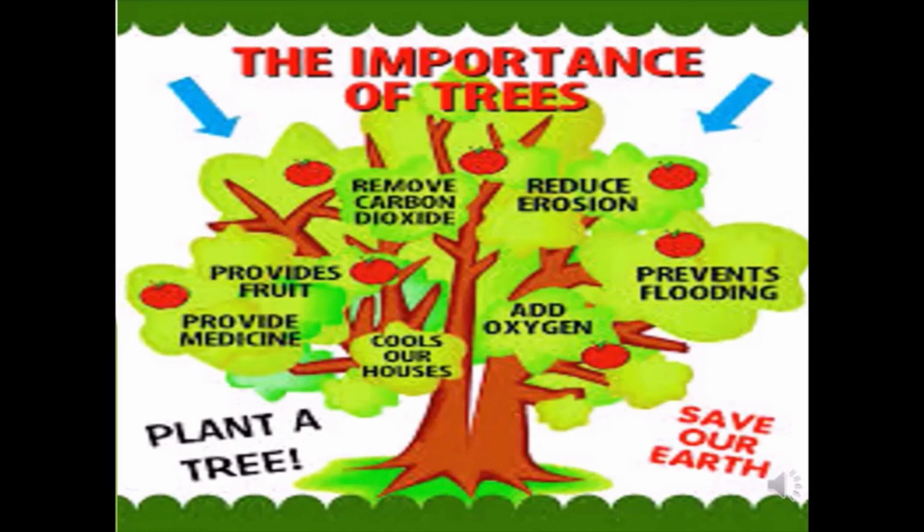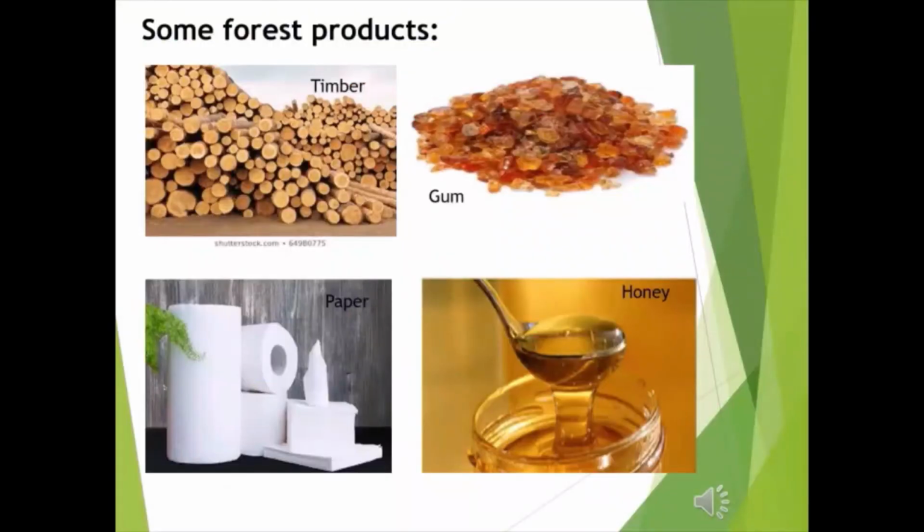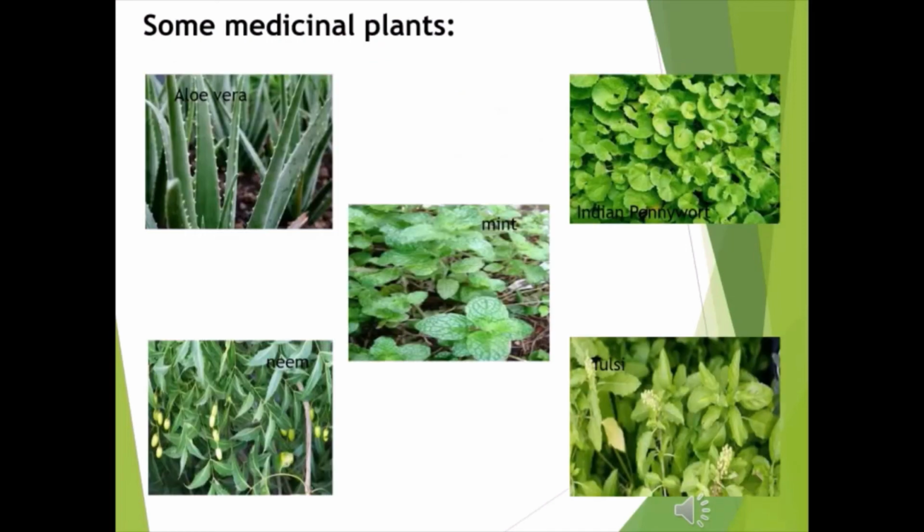The products obtained from forests include timber, gum, paper, honey, medicines, etc. Some of the medicinal plants include aloe vera, neem, mint, tulsi, Indian pennywort.